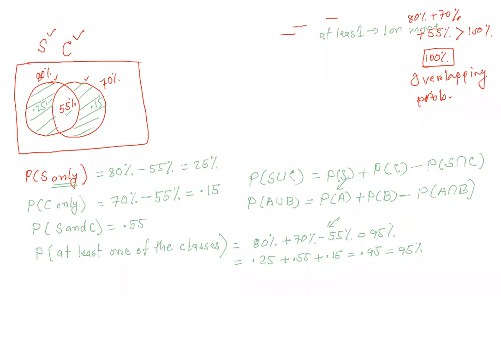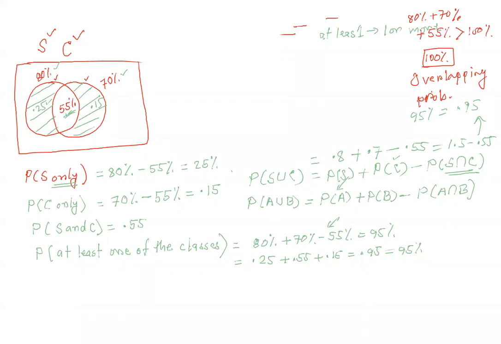Now, let's go up instead of going down. Probability of S is pass statistics, 80% chance, or 0.8, plus probability of C, pass chemistry, 70% chance, 0.7, minus the probability that a student passes both, which is 55% or 0.55. That is 1.5 minus 0.55, which is nothing but 0.95, which is the same as 95%.